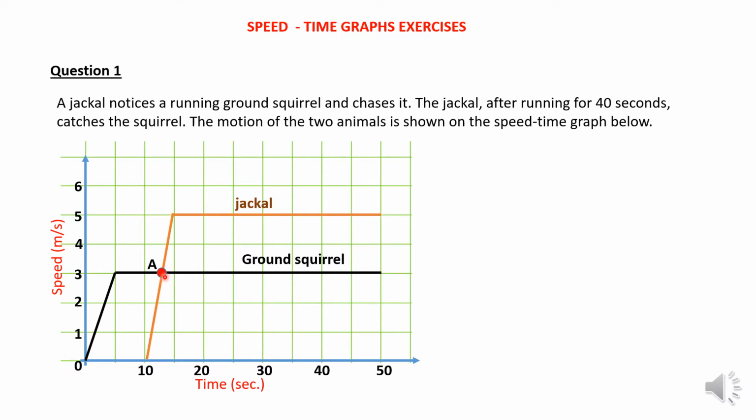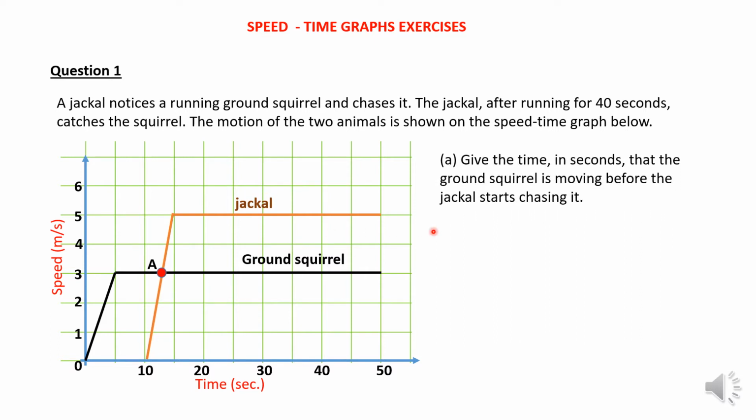And also what this red dot here indicates is that at this particular juncture, the speed of the jackal and of the ground squirrel is exactly identical. But remember, at this juncture the ground squirrel already covered a bigger distance, so it's not like they are exactly at the same place, just that the speed here is exactly the same. As you can see also here, for the first 5 seconds there is a very fast acceleration, and then the jackal speed is constant at 5 meters per second up until the point where it catches up. So there is a lot of action taking place here between these two animals.